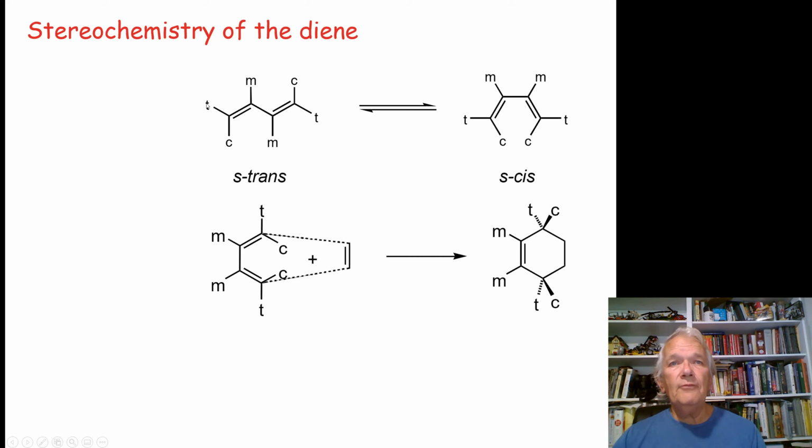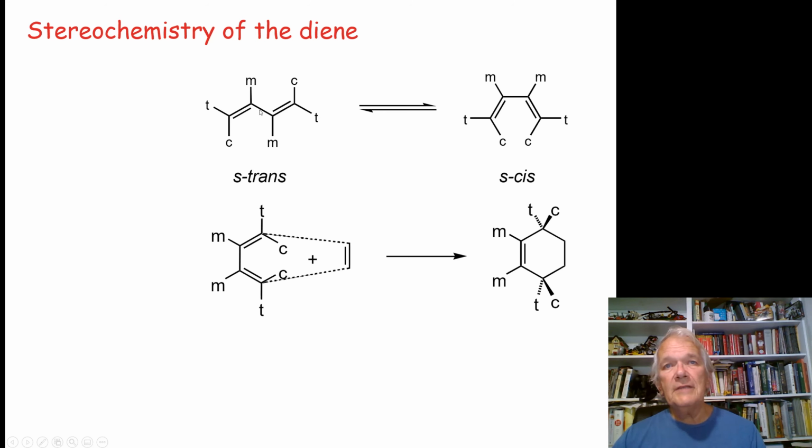So this substituent here, what I call the T position, is because this substituent is trans to the other double bond. This is the T position because this is trans to the other double bond. This is the C position because this is cis to the other double bond. This is C because it's cis. And these ones in here we'll just call the M position, for middle.